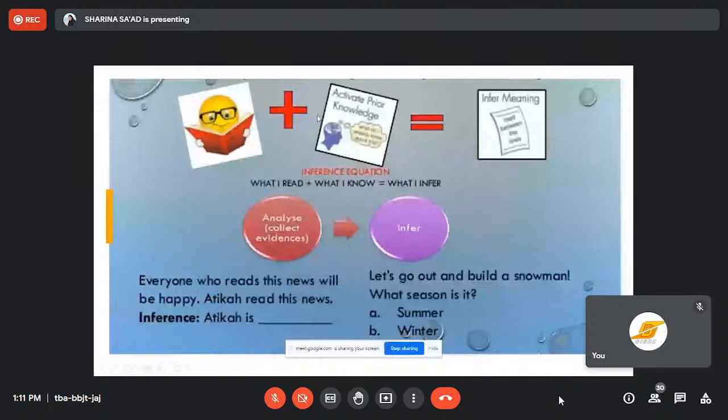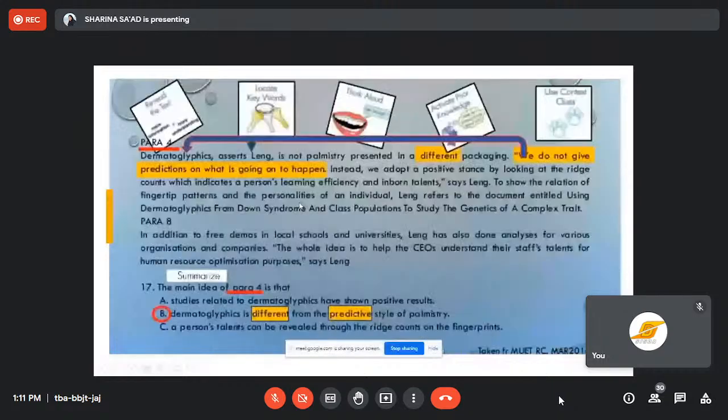Okay. This one, the main idea of paragraph 4. What is the main idea of paragraph 4? So you have to read this whole paragraph and then you have to locate the key words. Okay. All right.